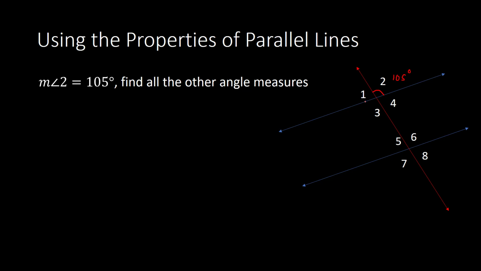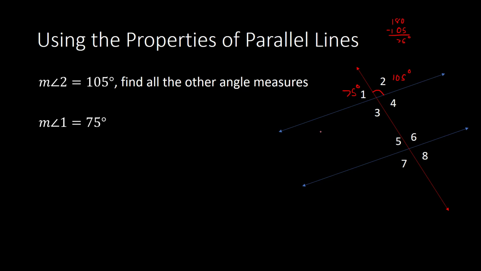We know that angle 1 and 2 put together make the entire blue line, and a line has 180 degrees. So if I take angle 1 plus angle 2, I know my answer is going to be 180. So what plus the 105 would give you 180? Well, if I take 180 minus 105, that's going to give me my answer of 75 degrees. So angle 1 right here is 75 degrees.